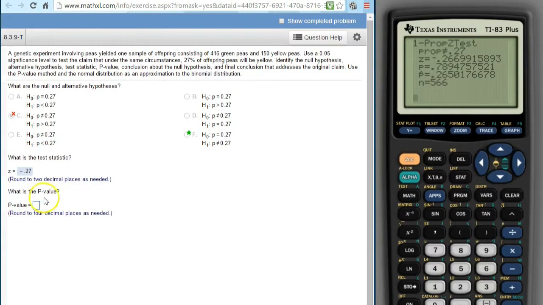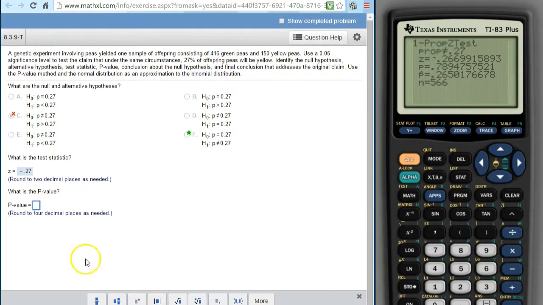All right, and then what's the p-value? That's the next thing down. This is the proportion, the 150 divided by the 566 right here. But this is the p-value. Okay, right below the test statistic is the p-value. So 0.7, we want 4 places, so 0.7895.